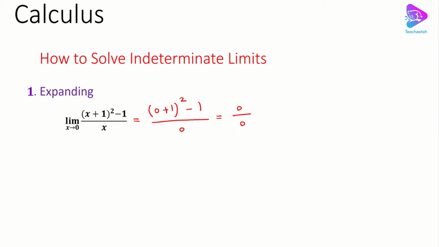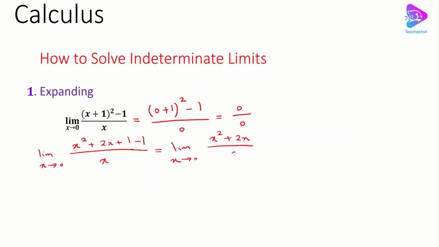But as you can see in the problem, we cannot use any sort of factoring, but one thing that we can do is expanding, and basically we can open up the parentheses that we have. So using that expanding we can convert the expression to the form of x squared plus 2x plus 1 minus 1 over x, as x approaches 0. That will be converted to the limit as x approaches 0 of x squared plus 2x over x.